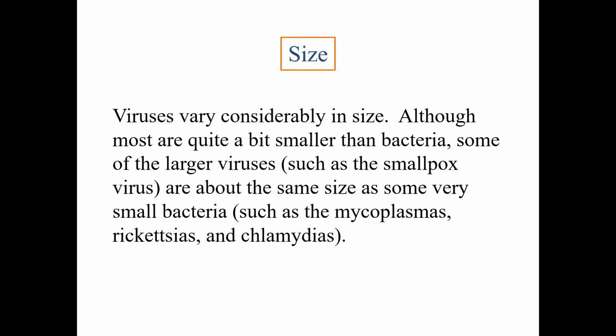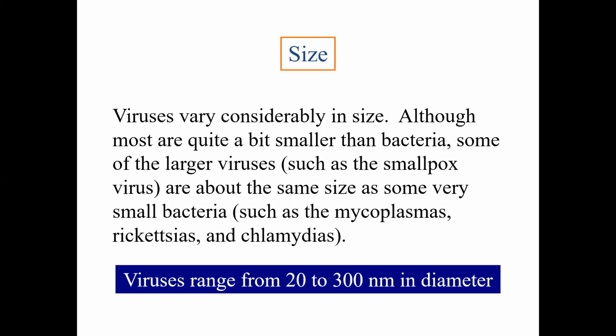When we think about size, you can have varying sizes of viruses. Although they are much smaller than bacteria, some of the larger viruses, for example, smallpox, can actually be about the same size as some very small bacteria like mycoplasmas and rickettsias and chlamydias, right? So very rarely, but the possibility does exist that viruses may have a similar kind of size to very small bacterial structures. Viruses generally range in size from 20 to 300 nanometers in diameter.